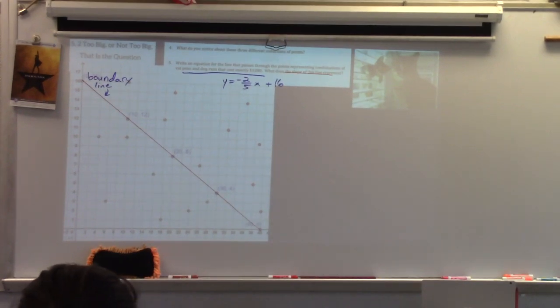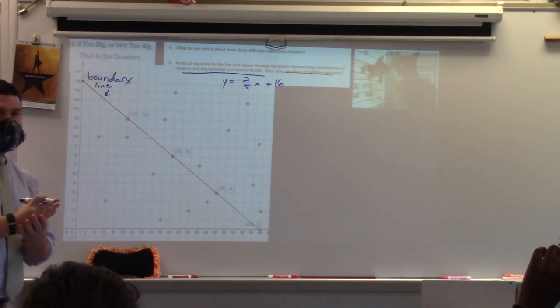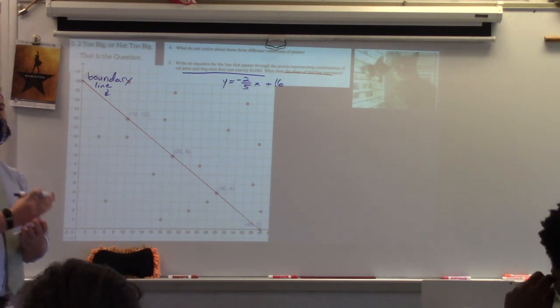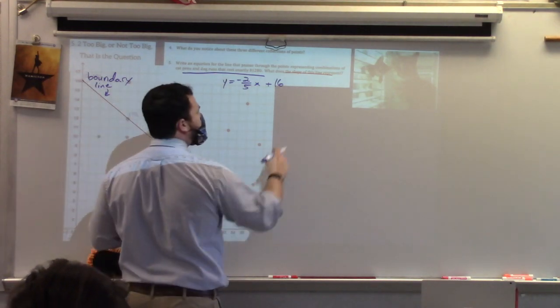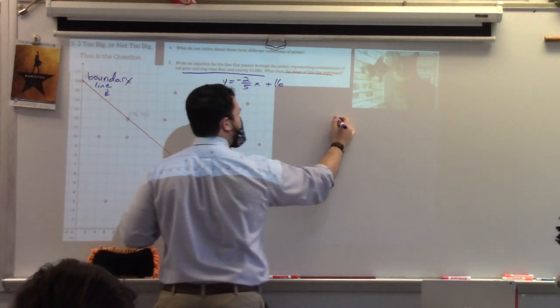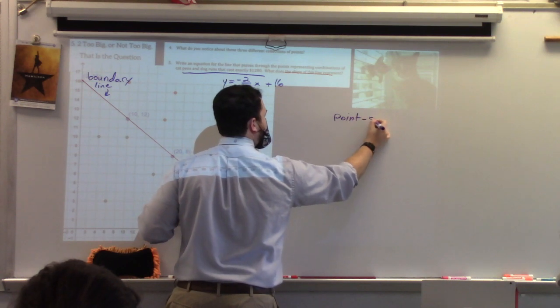So we need to recognize, well, first off, I want to point this out. It says write an equation for the line. You cannot forget this. If you're writing the equation for a line, what equations are there? What are the two equations for a line that we've studied? Point slope, and slope intercept.